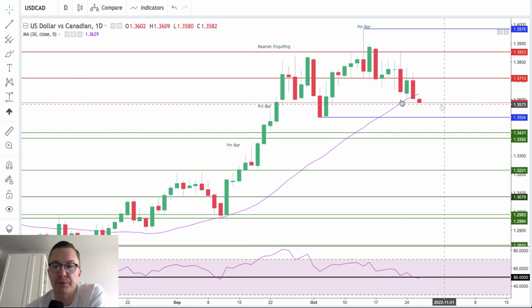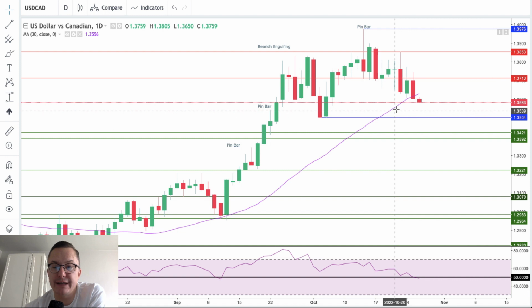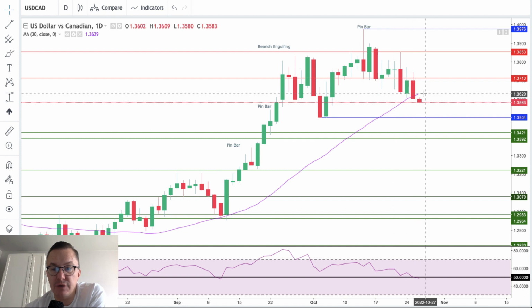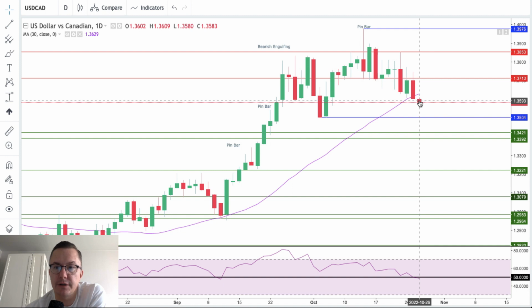Where is the pressure now? The pressure is coming from the bears. So what we see here is, of course, the breakout below the 30-day moving average. Right now it's around the level of 1.3629. The local low for today is 1.3550. So we are like 50 pips away from the 30-day moving average.